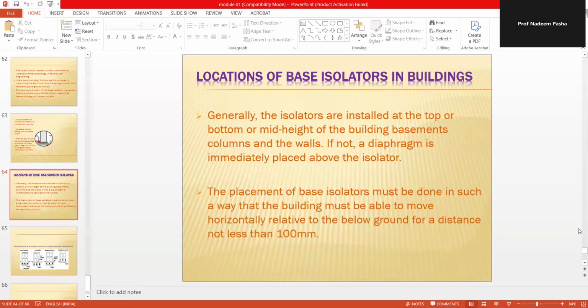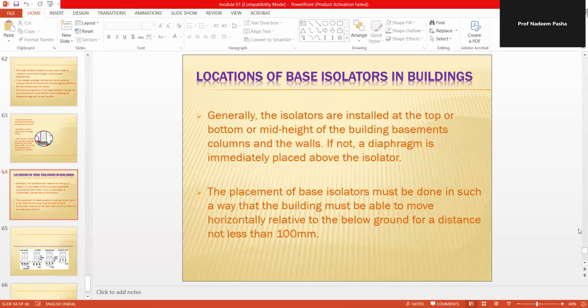Location of base isolator in buildings. Generally, the isolators are installed at the top or bottom or mid-height of the building basement column and the wall. If not, a diaphragm is immediately placed above the isolator.